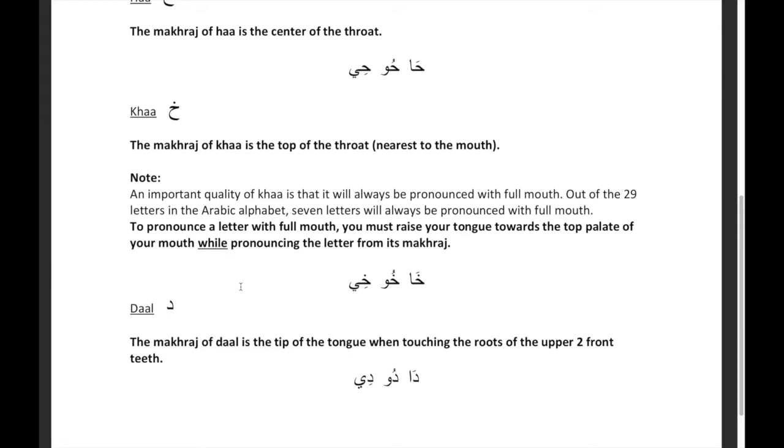To pronounce a letter full mouth, you have to raise your tongue towards the top palate of your mouth while pronouncing the letter from its makhraj. So you have to do two things at once. Remember, the makhraj of kha is the top of the throat nearest to the mouth, so you try to pronounce it from there. At the same time, you have to raise your tongue in order to get that kha sound. You also have to make your mouth a little bit round.